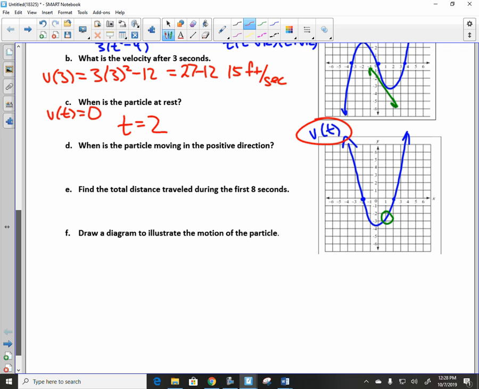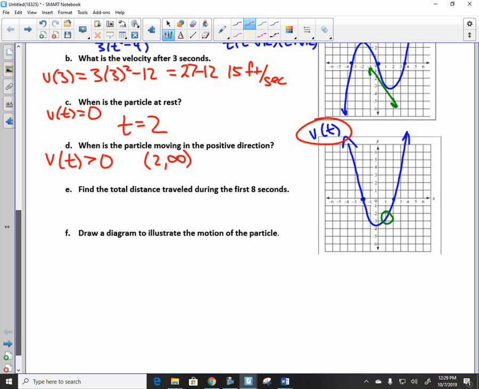When is the particle moving in the positive direction? That's when v of t is greater than 0. Please look at the graph v of t. What does it mean for the graph of v of t to be greater than 0? It means the graph is above the x-axis. When is v of t above the x-axis? From 2 to infinity? Everybody good with that?